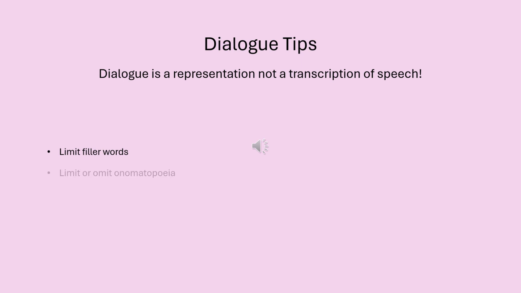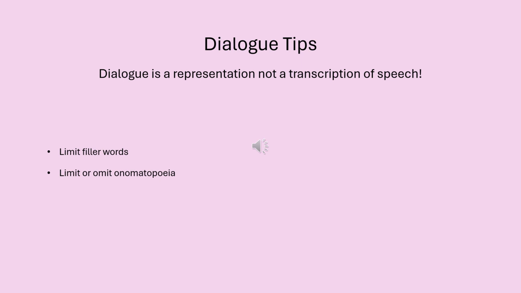Limit or omit onomatopoeia. Now again, this is just in dialogue. Onomatopoeia often sounds weird in dialogue. If I'm reading someone saying like H-A, H-A, H-A, ha, ha, ha, right? If I see that in dialogue, if it's inside the quotation marks, I am assuming that the person is saying ha, ha, ha, not that they are laughing. In general, I find most onomatopoeia is best described outside of the actual quotation marks rather than written inside the quotation marks. I just feel it's more effective.